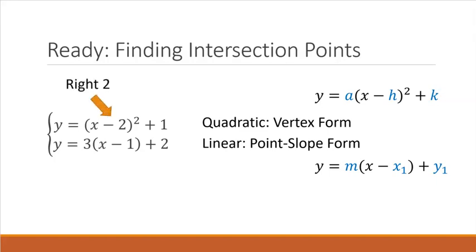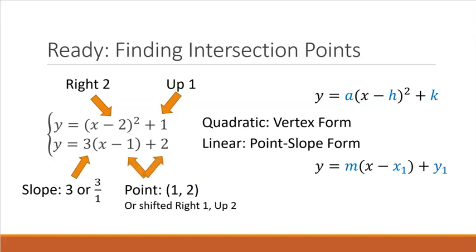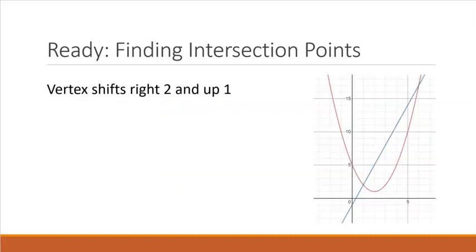In the first function, we can see from the h and k values that the function has shifted to the right 2 and up 1. The a value is 1, so there is no vertical stretch or compression compared to the parent function. In the second function, we can see that the slope is 3, or 3 over 1, and the starting point is 1, 2. Let's take a look at the graphs of these functions.